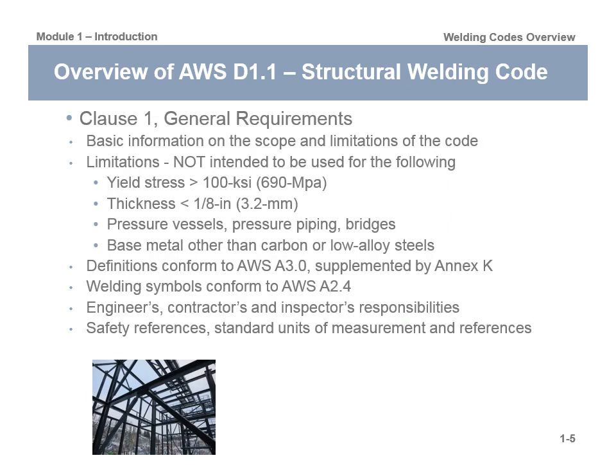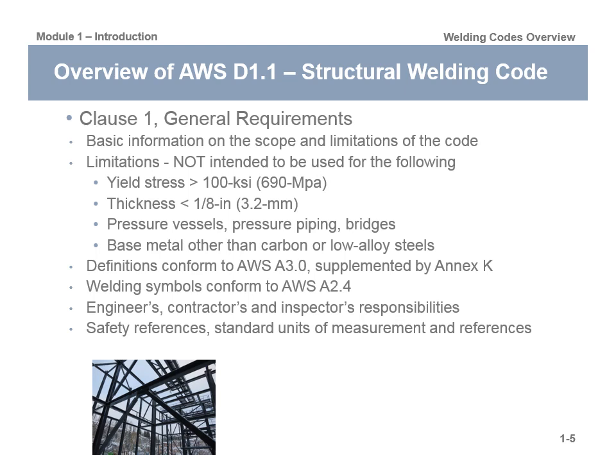Clause 1 is general requirements. It's the basic information on the scope and limitations of the code. The limitations: it's not intended to be used for materials with a yield stress over 100 KSI, or thicknesses less than an eighth of an inch. Thicknesses of less than an eighth of an inch are a different code. That's D1.1 structural sheet steel, and then there's another code you can use for sheet metal.